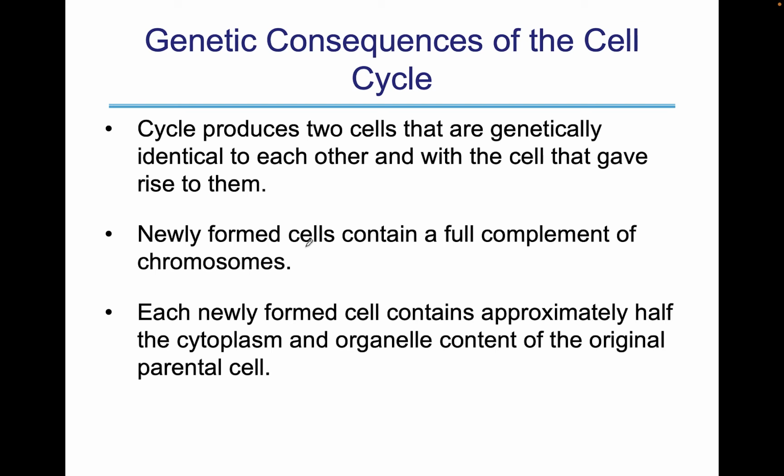An important genetic result of the cell cycle is that each of the cells produces a full complement of the chromosomes. There's no reduction or increase in chromosome number. It stays the same. Each cell also contains approximately half the cytoplasm and organelle content of the original parent cell, but no precise mechanism. Remember, we talked about those stages of the cell cycle, specifically interphase. During interphase is where you have the doubling of the content of the cell so that it can produce two new cells, or one cell buds off from it.